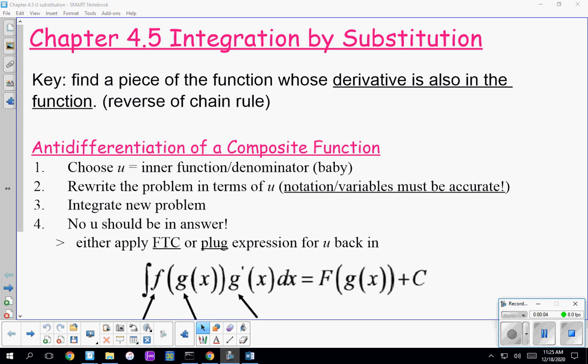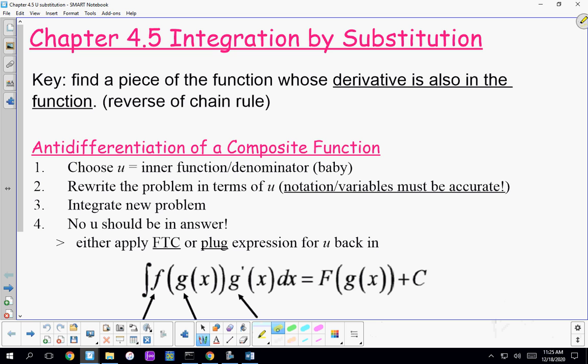In this video, we're going to talk about the one technique that we're going to use this year to integrate something that would require product, chain, or quotient if we were differentiating it. So the good news is there's only one technique. The bad news is that it's pretty difficult. But our key thing that we're looking for here is to find a piece of the function whose derivative is also in the function. Again, it's the reverse of that chain rule.